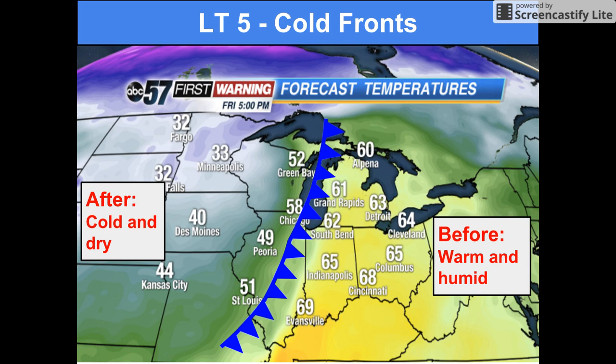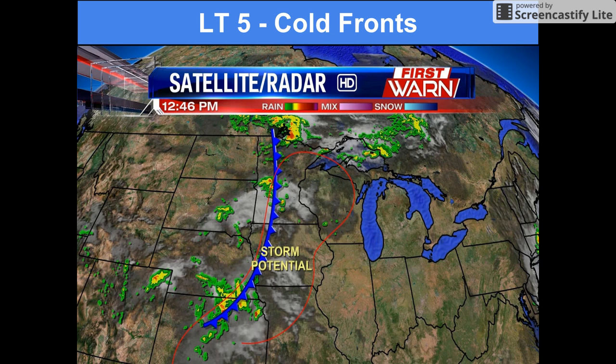Now in this picture, notice it is warm and humid before a cold front, and cold and dry after the cold front. When looking at a cold front, think icicles because of the shape of the cold front symbol. Here you can see the storm potential areas while a cold front is moving in. The location in which the icicles are pointing is the direction in which the cold front is moving. In this map, it is moving from west to east.